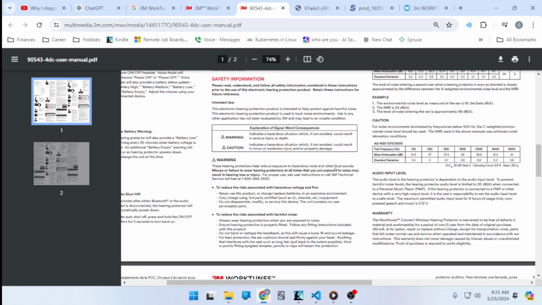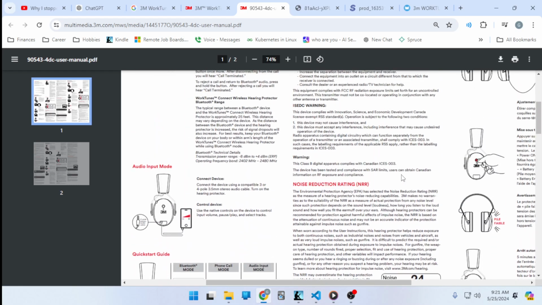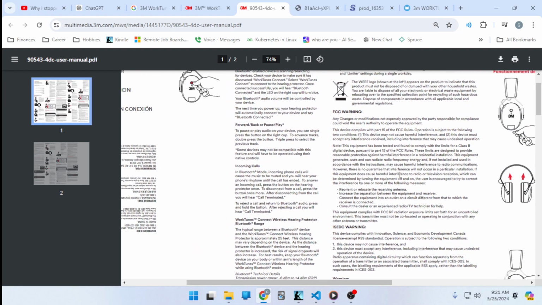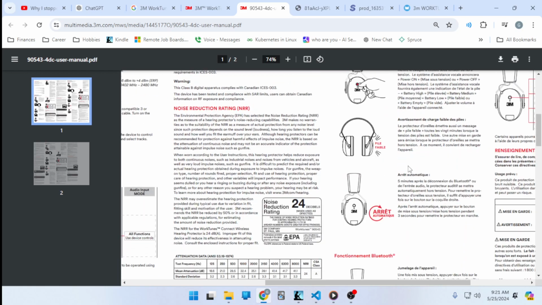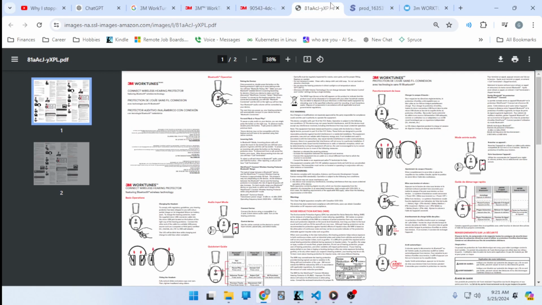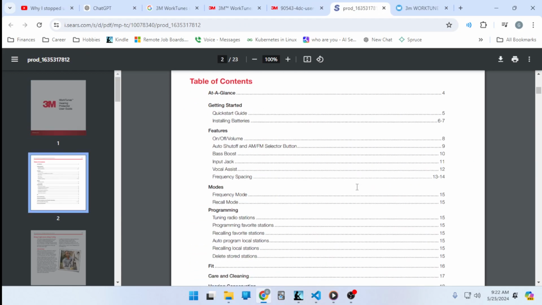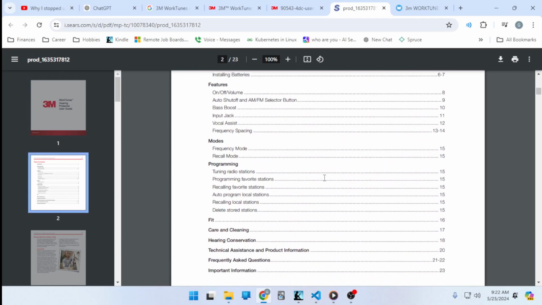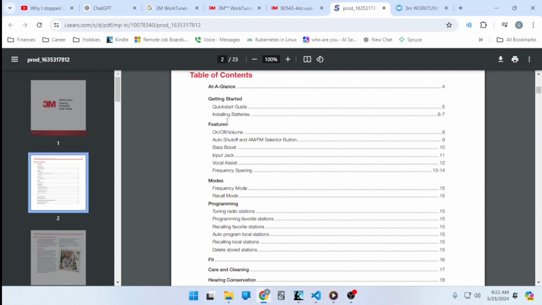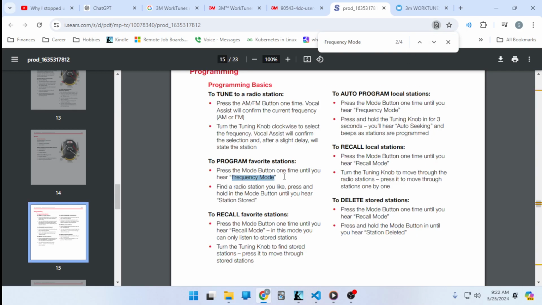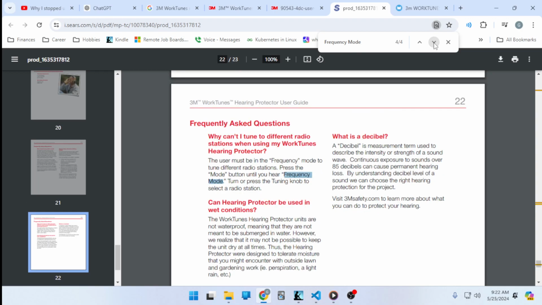All right, so I guess I'm not sure how to take it out of this mode. So these are in different languages. So I do have the box. Frequency. So we got frequency mode and we've got recall mode. Yeah, but so this is about the AM FM. So what we want to learn about is the Bluetooth.